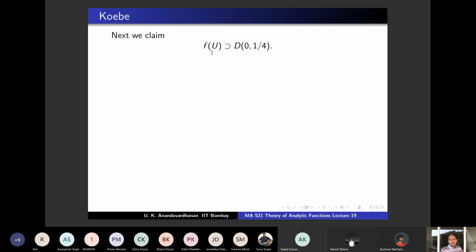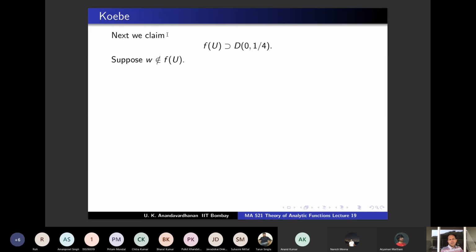In other words, if z is outside f of U, you show that z does not belong here. So z belongs here, meaning mod z is less than 1 by 4. So z does not belong here, meaning mod z is bigger than or equal to 1 by 4. So if z is outside f of U, you show that mod z is bigger than or equal to 1 by 4. That's what we will do.